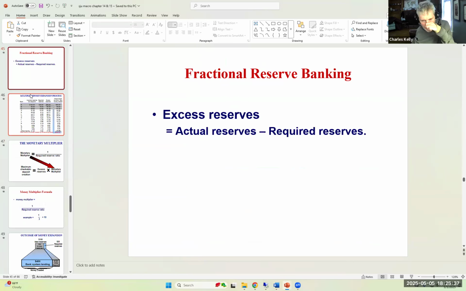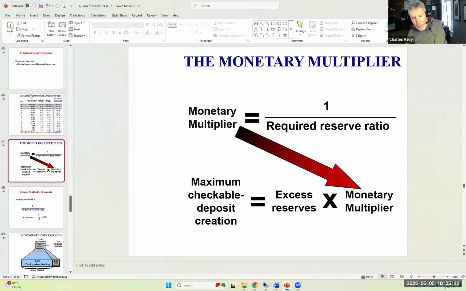If you understand this idea and you get this idea, you'll be in good shape for the questions about bank lending, the ability of one bank to create money, and the potential money creation of the system.